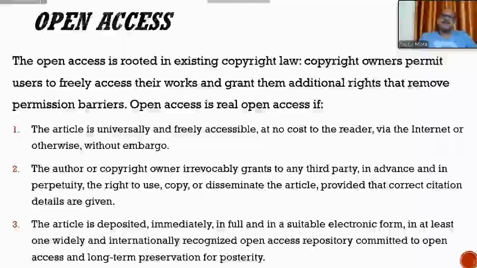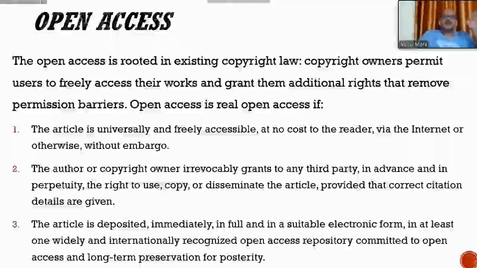So open access is real access if the article is universally and freely accessible. Universally and freely accessible is through the internet only, because the World Wide Web is everywhere. So if it is there, it is universally and freely accessible, meaning there should be no subscription fee, no cost to the reader via the internet or otherwise, and no financial interest involved.